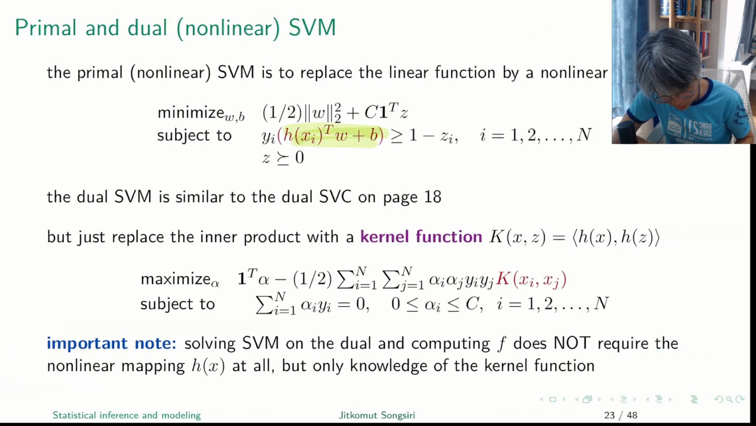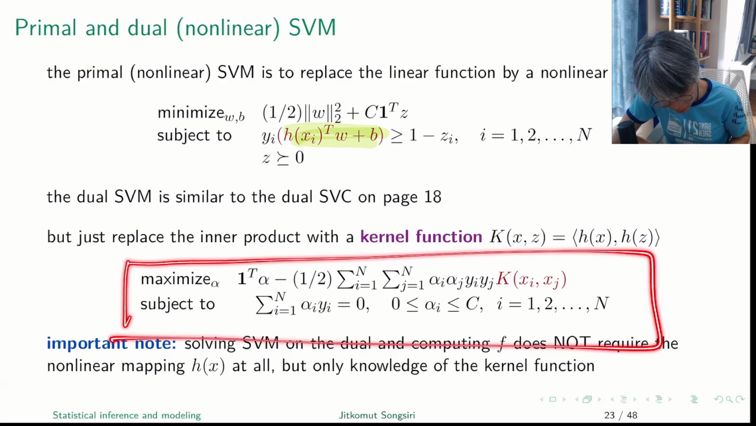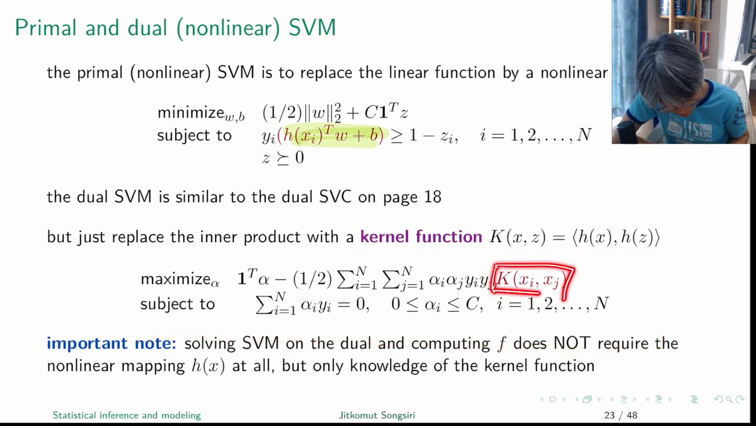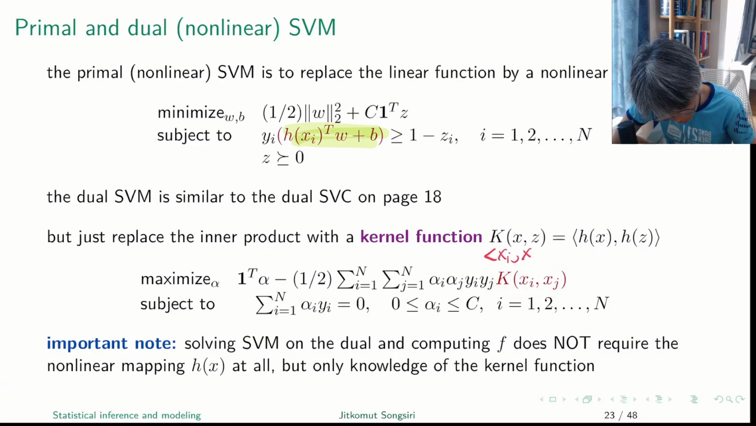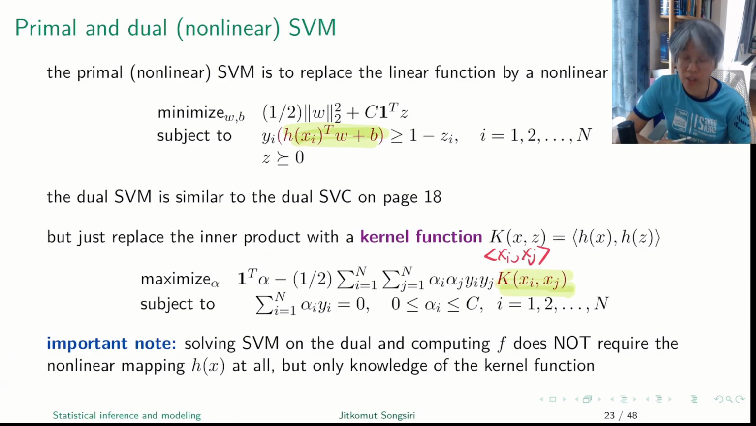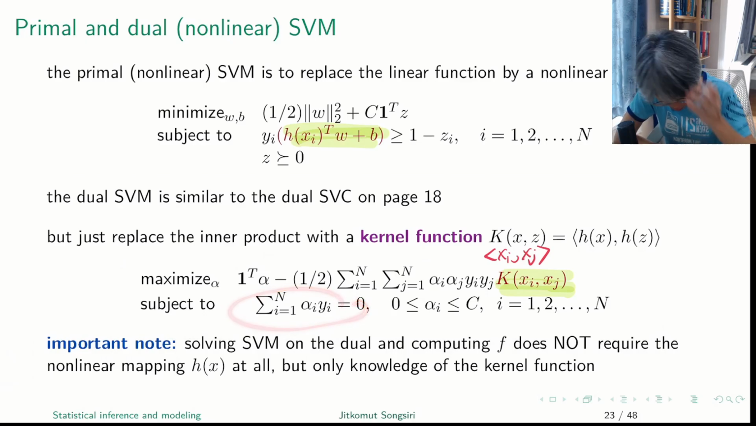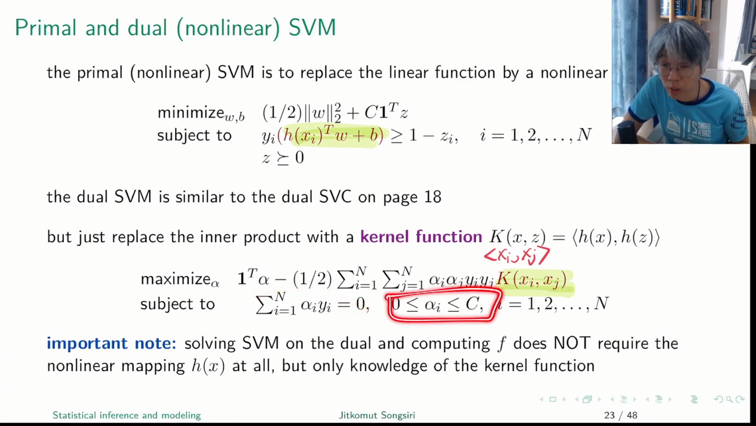If we take a look at the dual problem, the only term that is changed is the inner product between xi and xj in the dual SVC. Now, for nonlinear, you have the kernel function. Everything else stays the same. For example, you have a constraint that is linear in alpha i, and you also have a box constraint in alpha i.